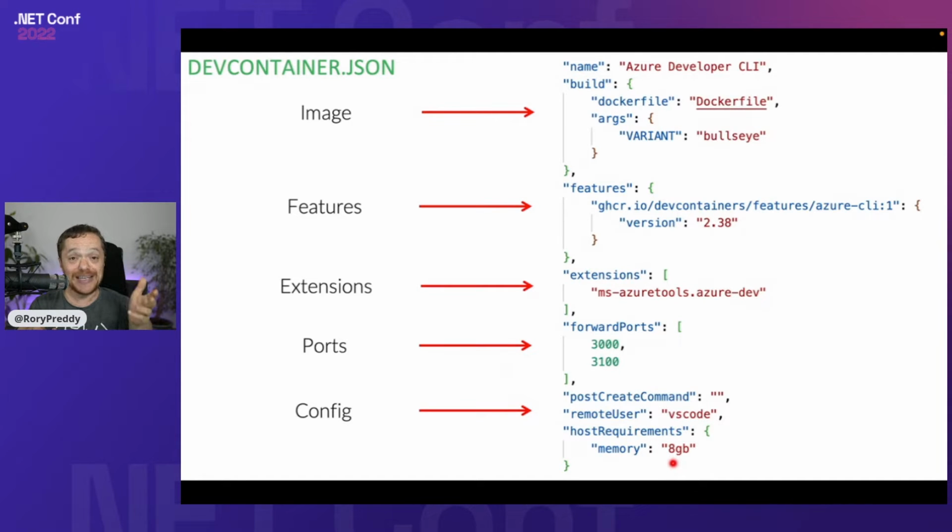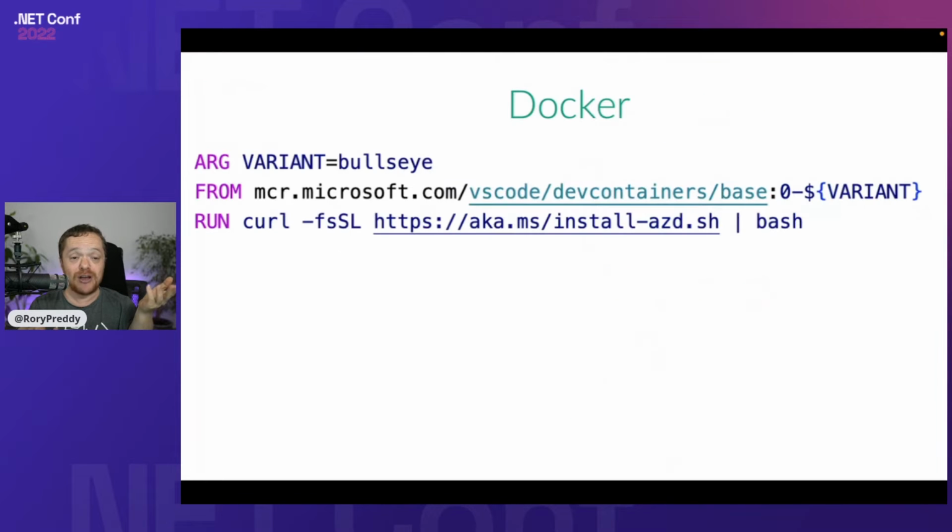I'm going to run with 8 gigs of RAM because some of the applications do have a thirst requirement for memory. My Dockerfile is much simpler than a lot of Dockerfiles with dev containers because we're using features. The only thing that I really need to install here, you can see there, is the Azure Developer CLI, which doesn't have a feature just yet.